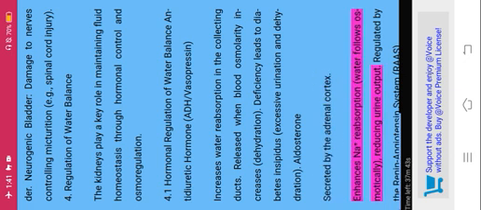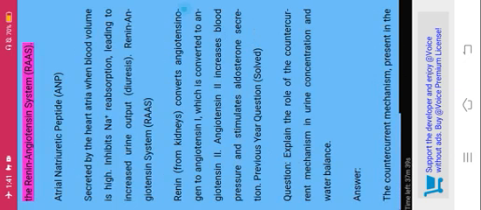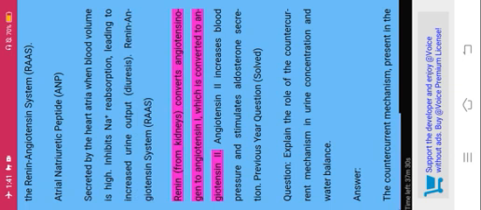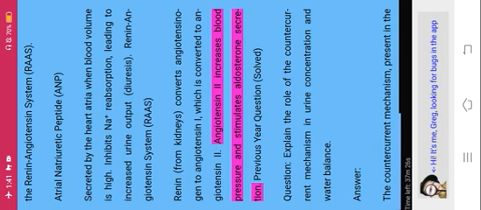Enhances Na reabsorption. Water follows osmotically, reducing urine output. Regulated by the renin-angiotensin system, RAAS. Atrial natriuretic peptide, ANP. Secreted by the heart atria when blood volume is high. Inhibits Na reabsorption, leading to increased urine output. Diuresis. Renin-angiotensin system, RAAS. Renin from kidneys converts angiotensinogen to angiotensin I, which is converted to angiotensin II. Angiotensin II increases blood pressure and stimulates aldosterone secretion.